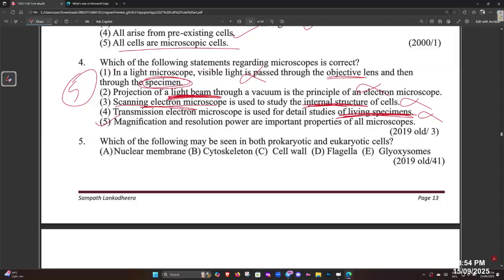Right, moving to question number 5. Which of the following may be seen in both prokaryotic and eukaryotic cells? Nuclear membrane, no. Cytoskeleton, no. Cell wall, yes. Peptidoglycan cell wall in prokaryotes. Eukaryotes have a cell wall with cellulose or maybe chitin, neither. And then, flagella, correct.